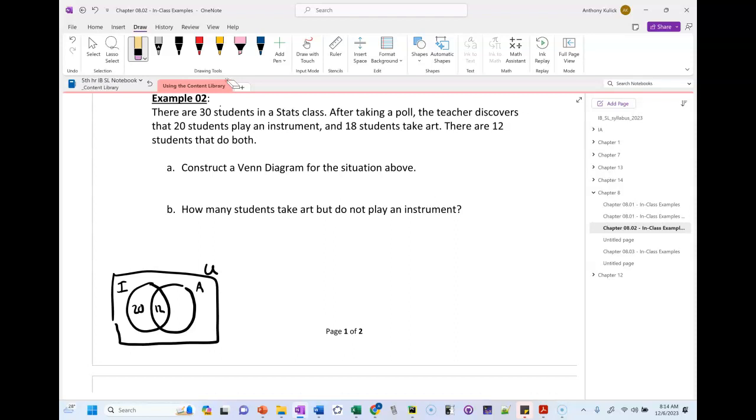That means the ones that play instruments and the ones that do not. Wait, I'm sorry, what are you asking? So the 18 students that take art are students that play instruments, or they might not play instruments. All we know is that they take art. Okay. We know that 12 students taking art also play an instrument, right? How many students take art but do not play an instrument? There you go. Now let's do the same thing for the instrument. Good.